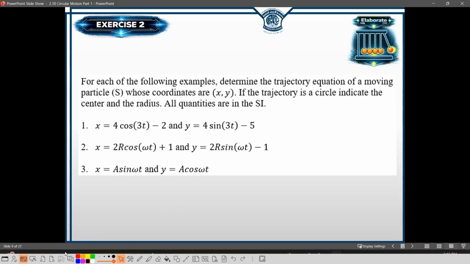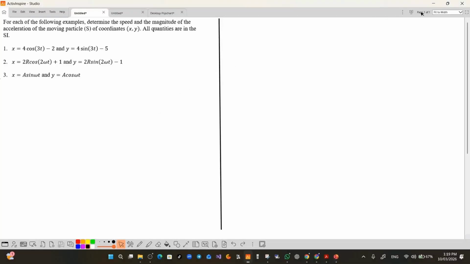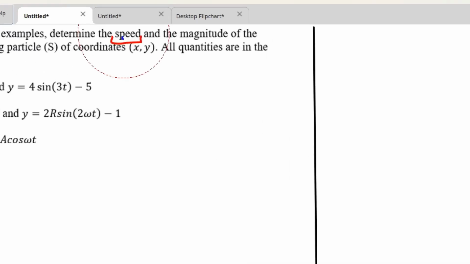Now for this question, let me move to another whiteboard because we need a larger area to solve it. For each of the following examples, determine the speed and the magnitude of the acceleration. Pay attention to the keywords, because here they want me to calculate the speed, and we know that the speed is equal to Vx.